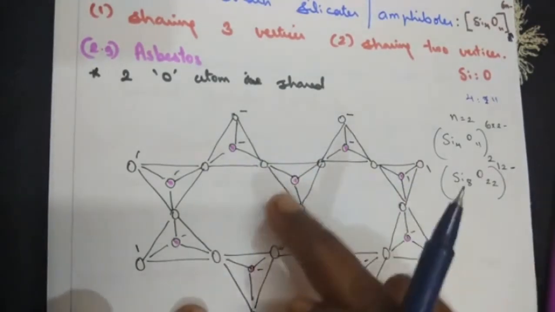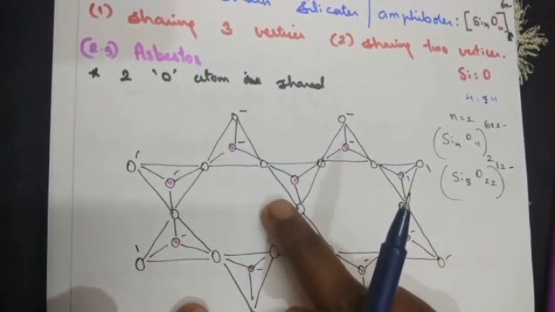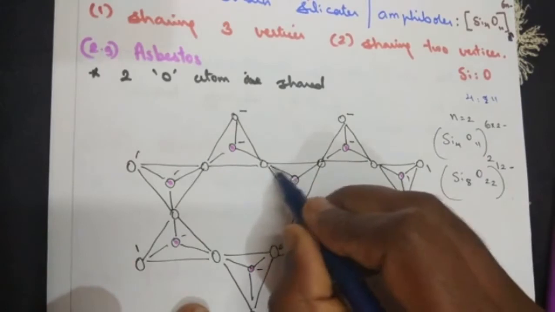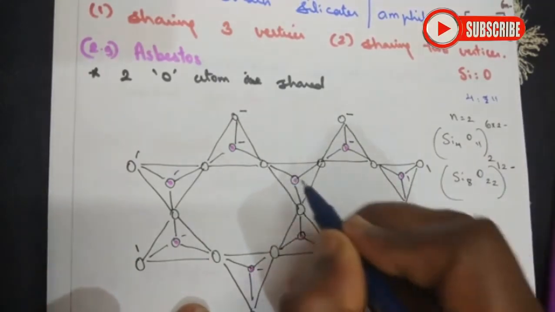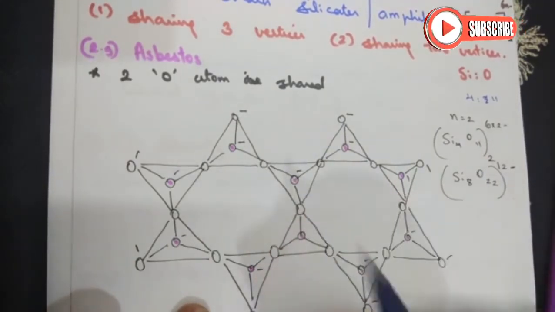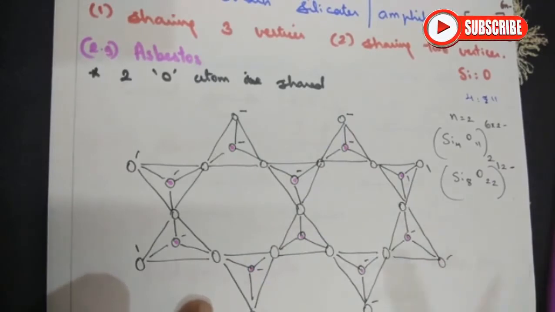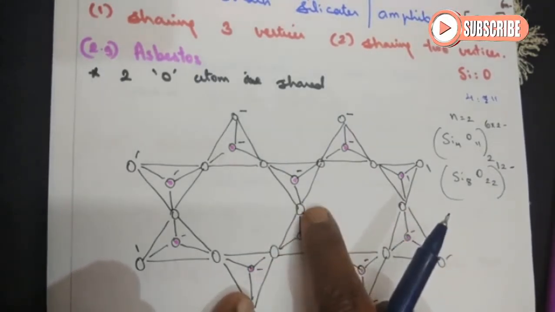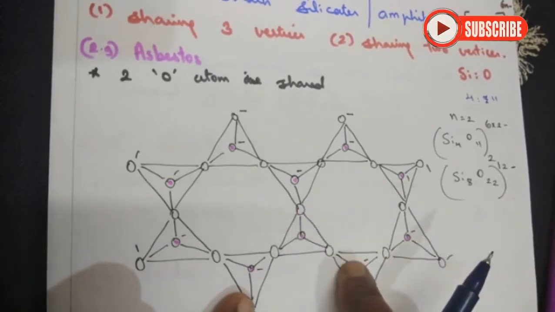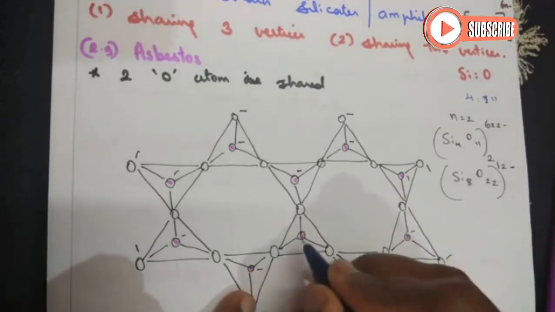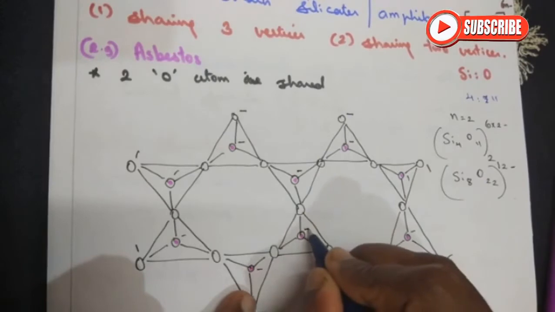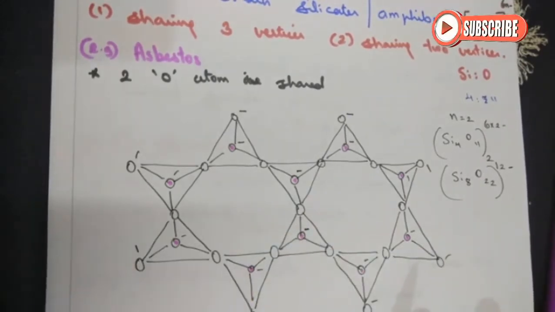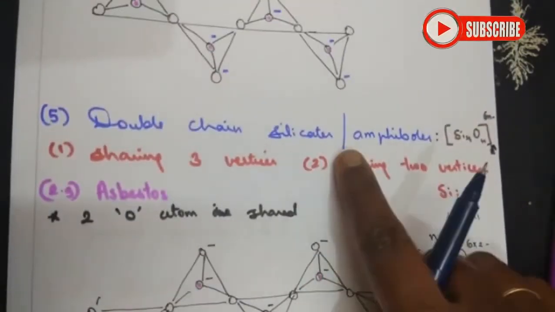Come back in between. Now what will be the charge for these particular ones? Now all the 3 oxygen atoms are shared. So the charge will be only over the oxygen behind the plane. Come down for it. There are 3 oxygen, 3 vertices also, combined with another unit here. So this oxygen alone will have the charge over it. So this is the example of double chain silicate or amphiboles.